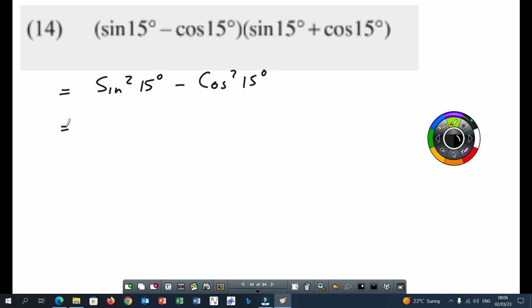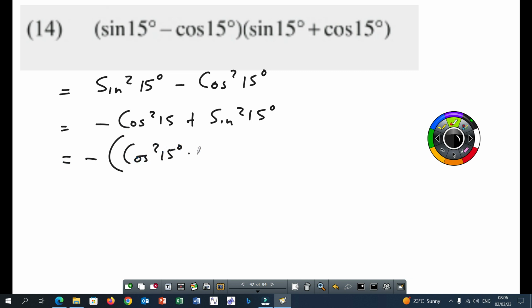Here you can introduce the double angle. You just rewrite this: minus cos squared 15 degrees plus sine squared 15 degrees. This is the same as minus, cos squared 15 degrees minus sine squared 15 degrees. Already I'm smiling and my heartbeat is normal. So here your angle is 15 degrees.